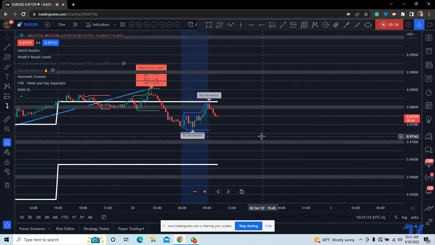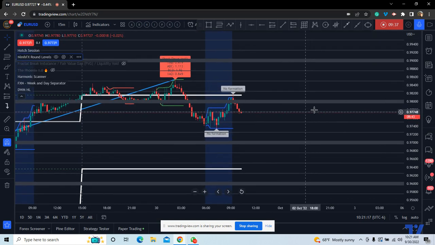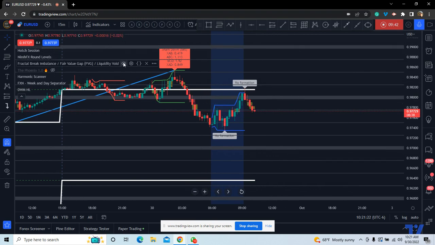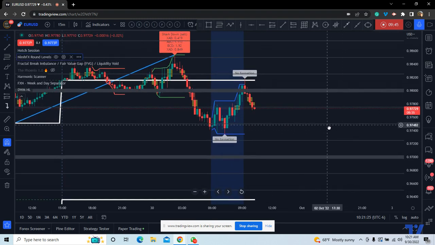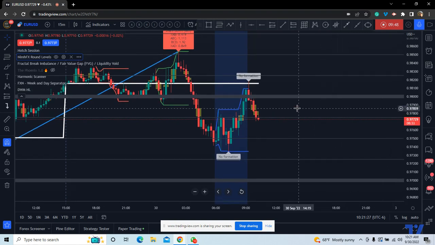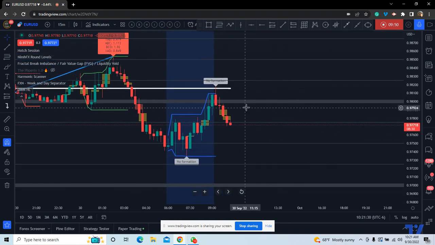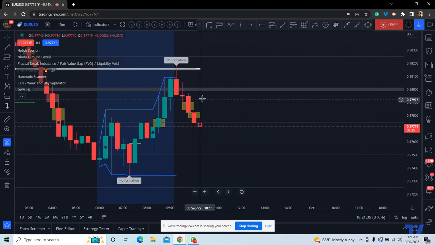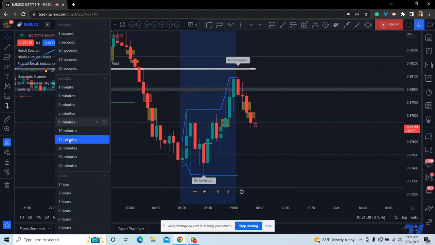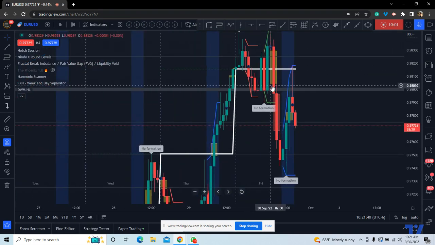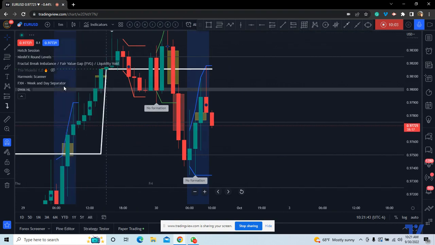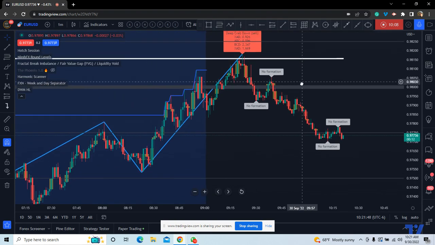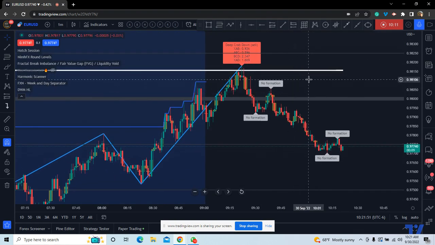This may or may not be useful to you. It's kind of come off the back of ICT methodologies, but institutions also look for the fair value gaps. So yeah, that's there. It does it across the various time frames. Right, so if you're on a 1 minute chart, where I find it most useful, instead of having to look for the imbalances, there's a good example here.